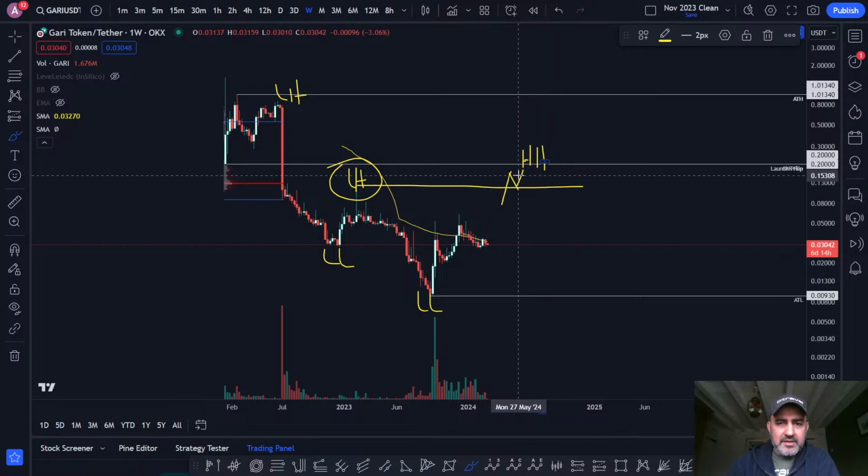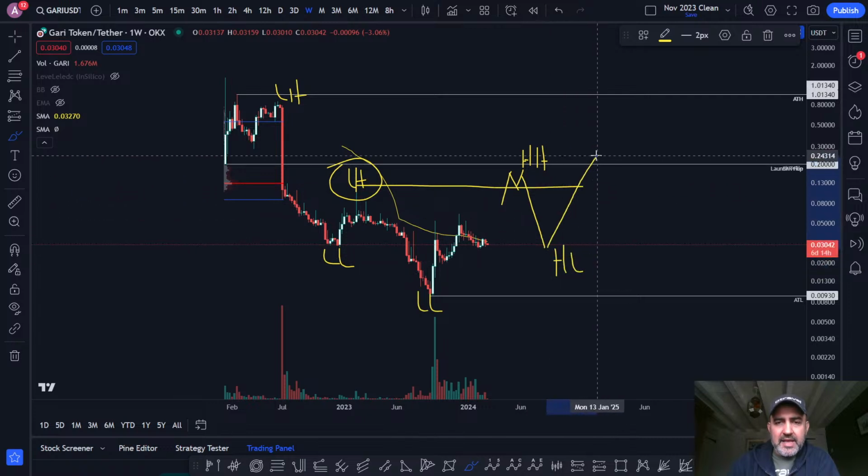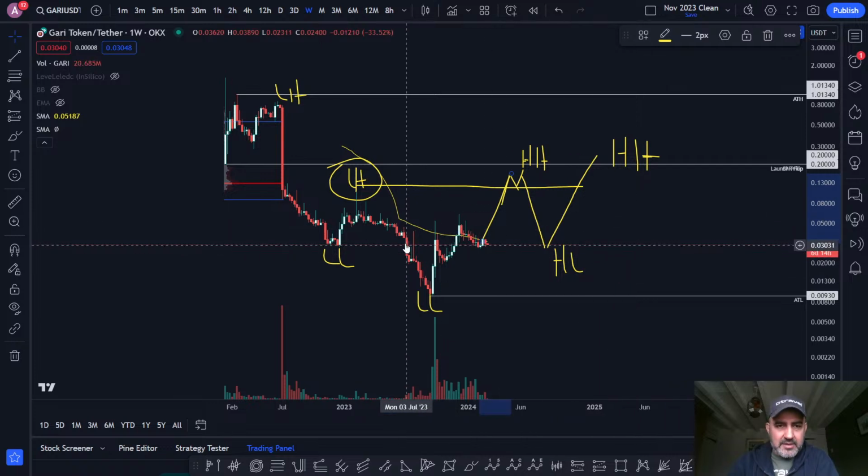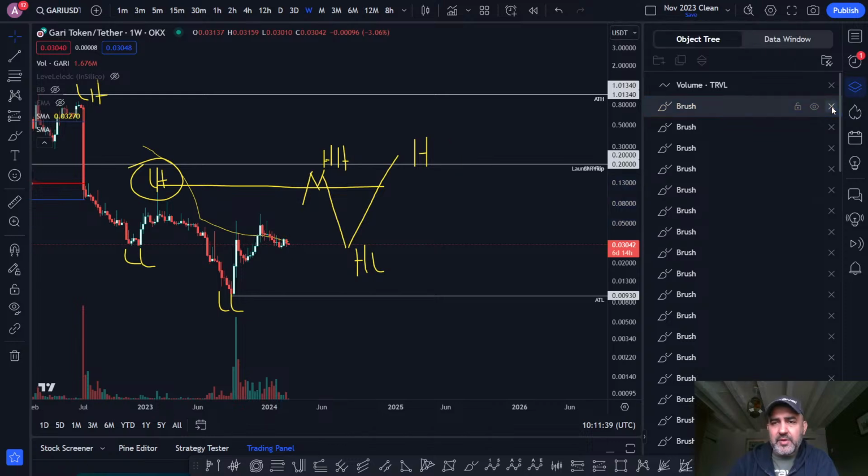Then you need to make a higher low somewhere here, and then you need to make another higher high. So you basically need to make two higher highs in a row, and in between the higher highs there needs to be a higher low. Until you see this kind of behavior, there's no trend change. Absolutely no trend change. And what I'm seeing now with Gary is continuation of a downward trend. I'm not seeing an uptrend.